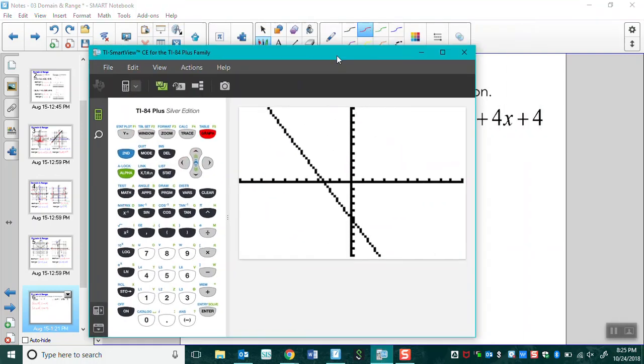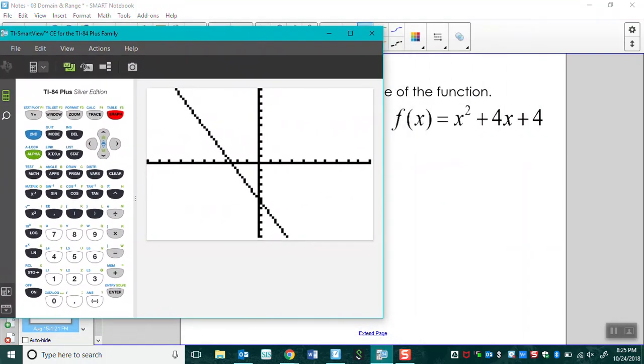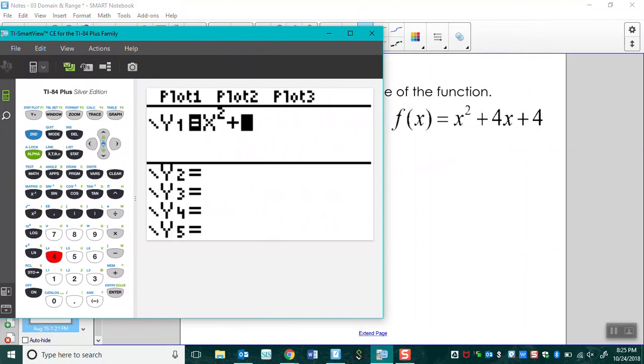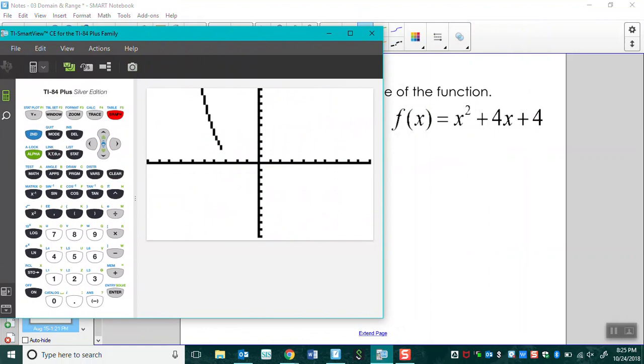If we look at our second function, this one's going to look a little bit different because we have that x squared term in there. So I go back to y equals. I'm going to clear this out, and we type in our function x squared plus 4x plus 4. And now when I graph this, I can see that we've definitely got a different domain and range here going on.